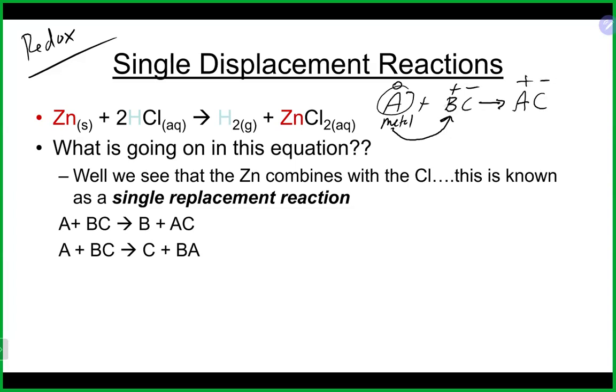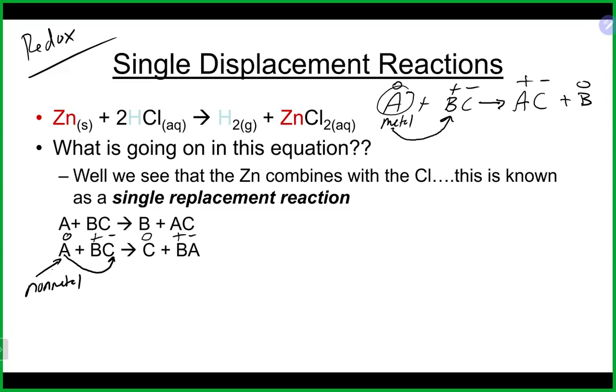This guy that it replaced will come out by itself and have no charge, basically. And that's because electrons are being transferred. That's how they kind of change charges. You could also do this with a nonmetal. So if this was a nonmetal, this nonmetal would react with this negative guy, because that's normally what it would make. And it will kick out that guy that has no charge and make a new ionic compound as well.